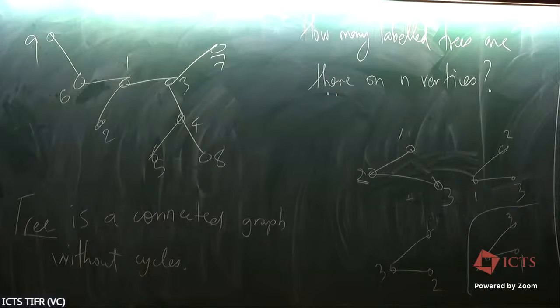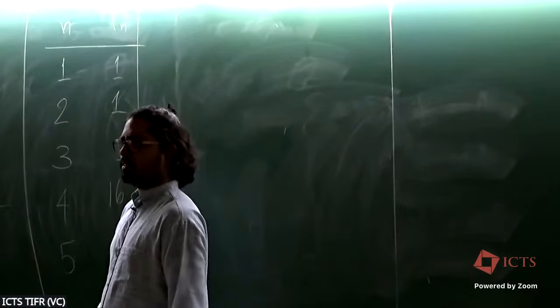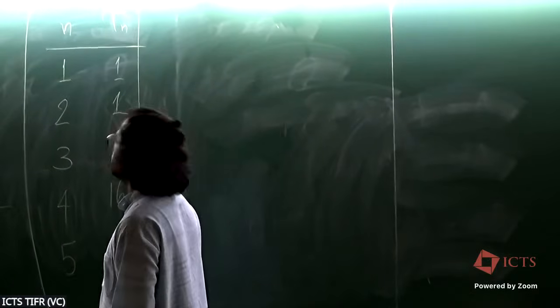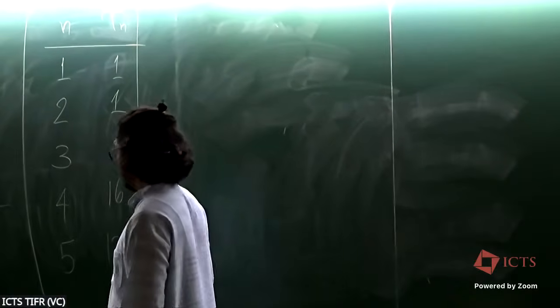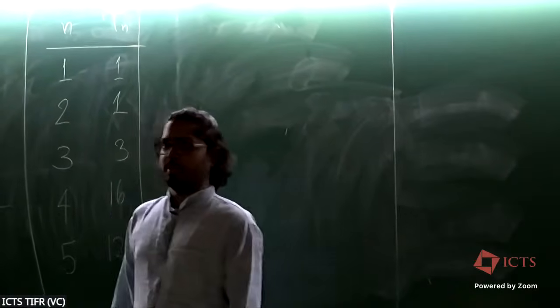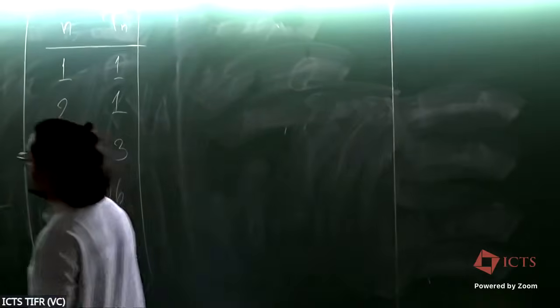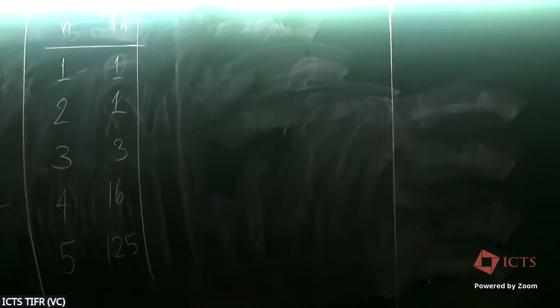Okay, so we could do this process. I don't think I have enough space for 4 and 5 on the board here because they blow up quite soon. So I believe this is 16, if I'm not wrong, and this is 125. And fairly soon it starts becoming pretty big. So there is a very neat result due to Cayley, which gives an exact formula for how many such label trees there are.